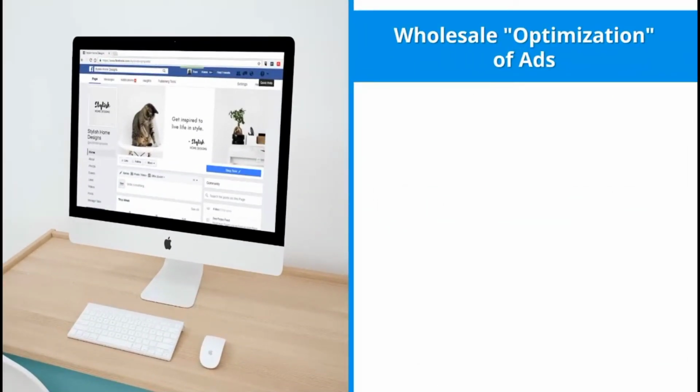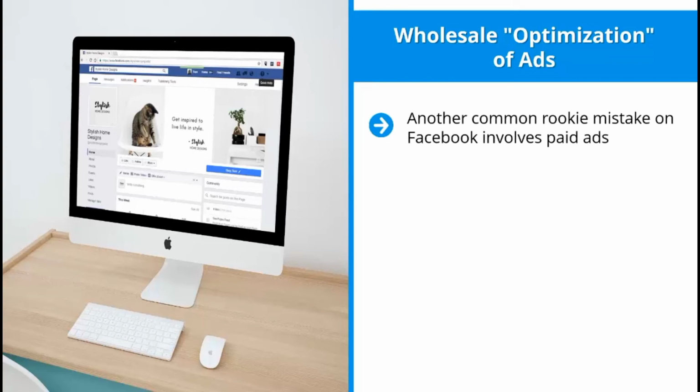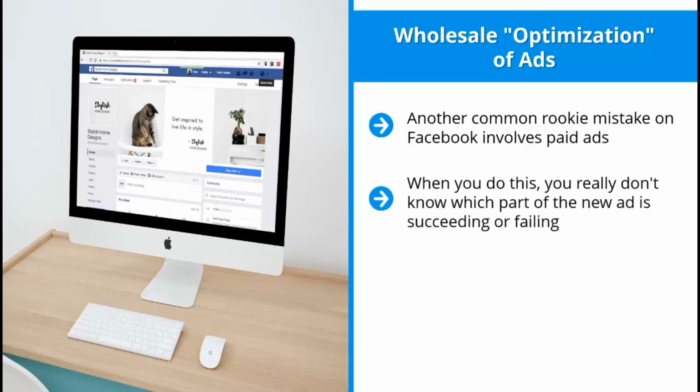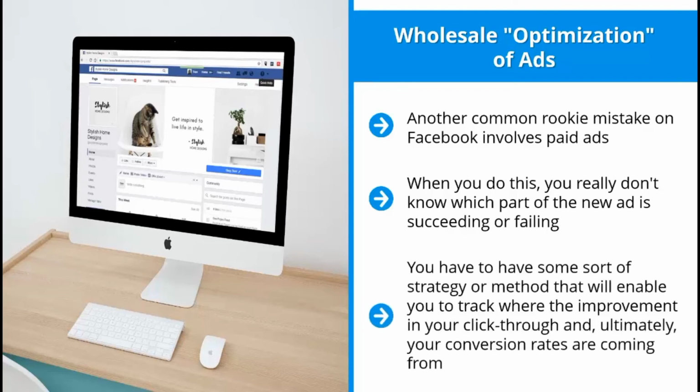Wholesale optimization of ads. Another common rookie mistake on Facebook involves paid ads. If you notice that one of your ads is simply not performing, it's very tempting to come up with a brand new ad by completely replacing the ad with something that looks totally different. When you do this, you really don't know which part of the new ad is succeeding or failing. You're basically taking shots in the dark. If your ad's performance improves, you don't know what caused the improvement. You have to have some sort of strategy or method that will enable you to track where the improvement in your click-through and, ultimately, your conversion rates are coming from.